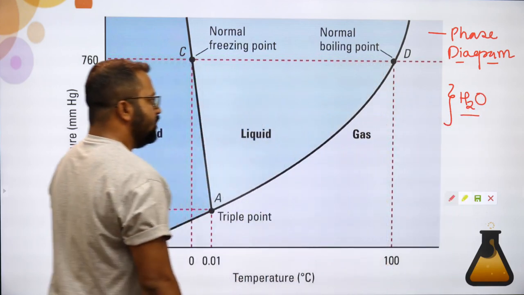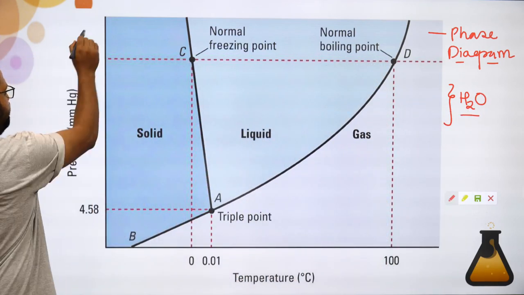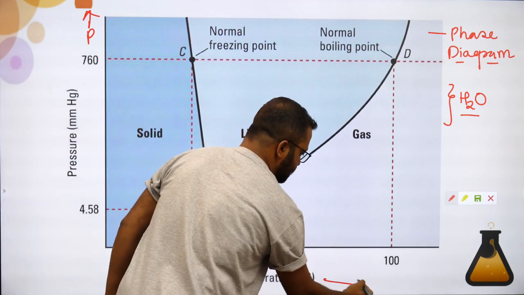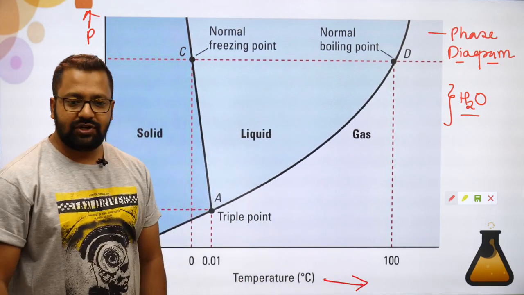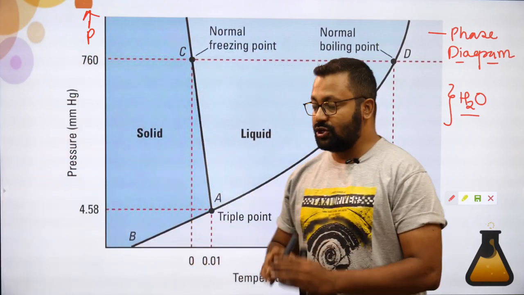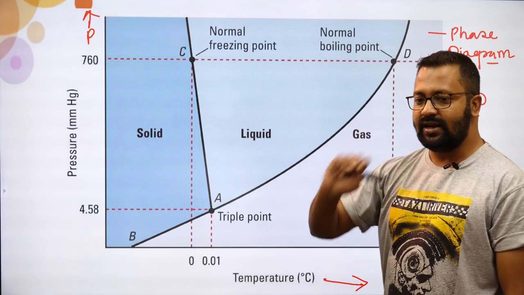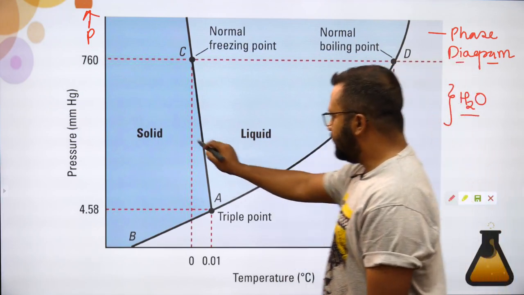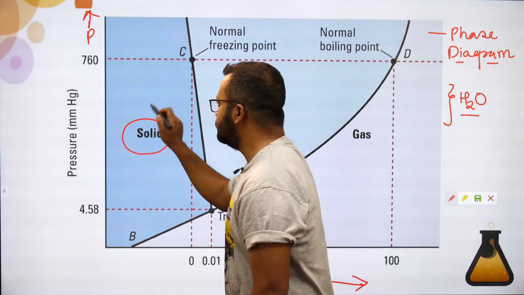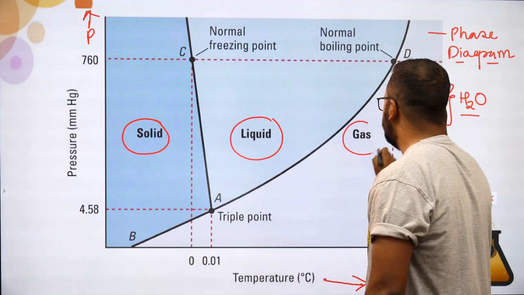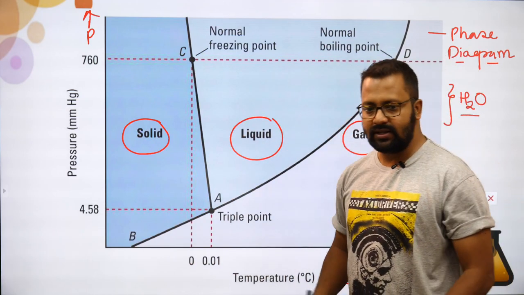Okay, you can see that we have taken pressure on the y-axis and temperature on the x-axis. It's a pressure versus temperature plot. आप यहां पे देख रहे हैं कि solid लिखा हुआ है. You can see that there is liquid written over here. You can see that there is a gas written over here.